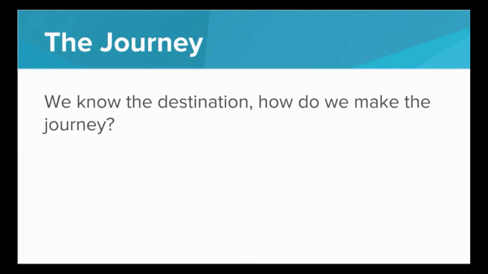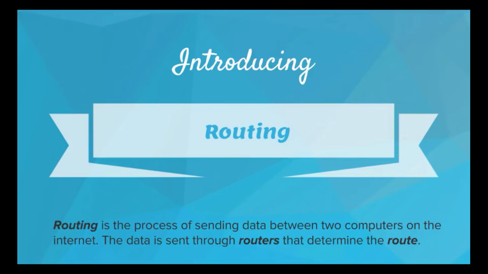So at this point, we know the destination. We know where in the internet we're headed. We have that IP address. The question is, how do we make the journey? How does information actually get to that destination? Well, introducing routing. Routing is the process of sending data between two computers on the internet. The data is sent through routers that determine the route that the data takes.